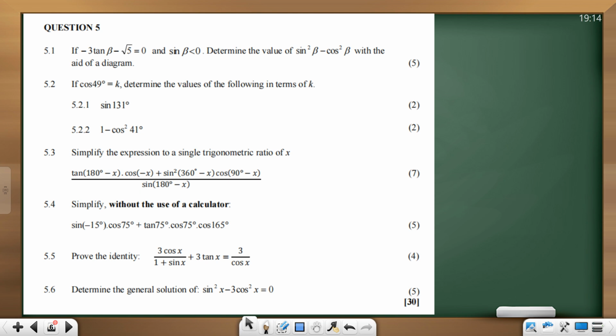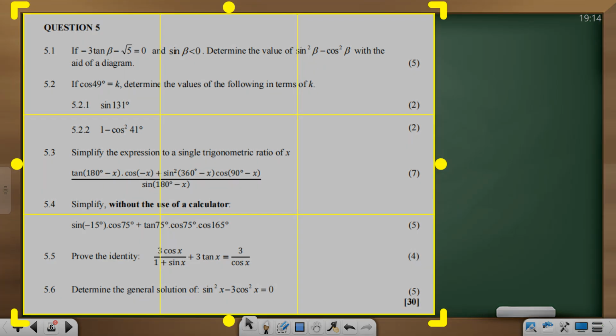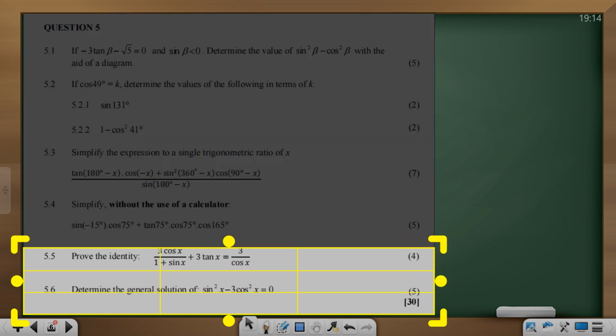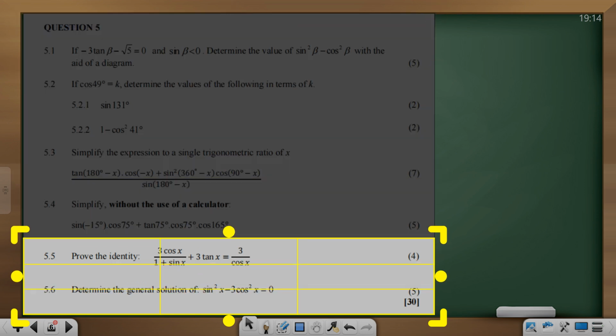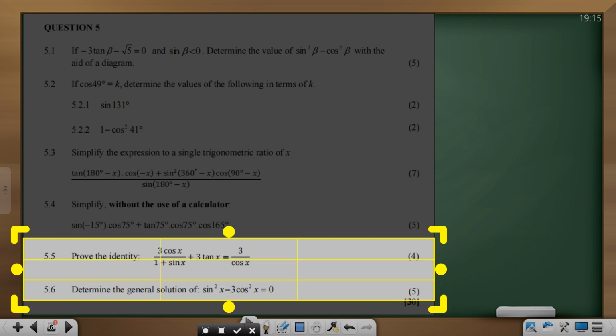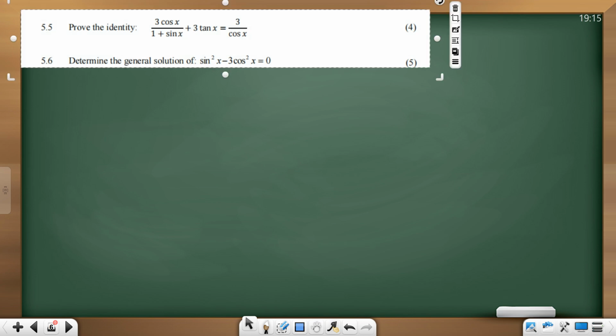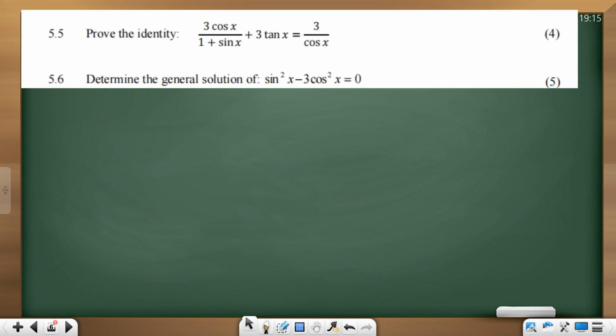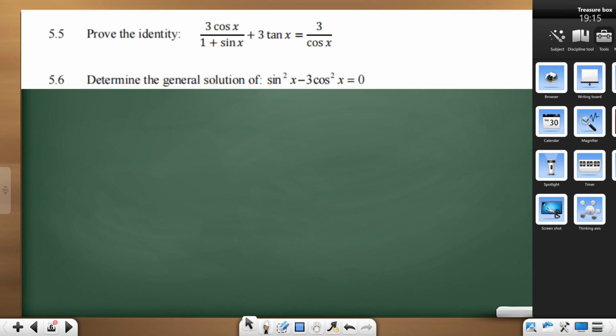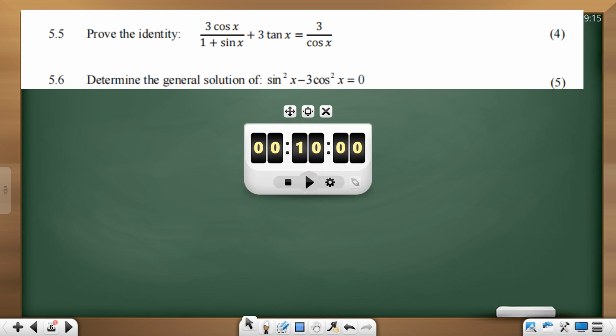5.5. Oh, proving identity. Then we do general solutions. Do I want you to do both of them at the same time? I think we can have 10 minutes to do both. Prove identity and the general solution. Let's try it for 10 minutes. You got to run. Both questions, please.